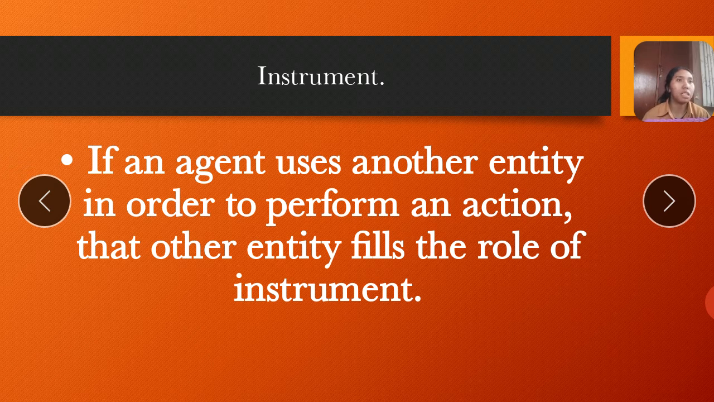When a noun phrase is used to designate an entity as the person who is feeling, perceiving, or in a state, it fills the semantic role of experiencer. If we see, know, or enjoy something, we are not really performing an action. Hence, we are not the agent. We are in the role of experiencer. If an agent uses another entity in order to perform an action, that other entity fills the role of the instrument.